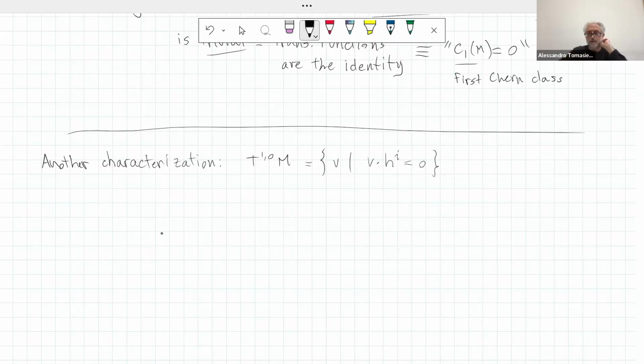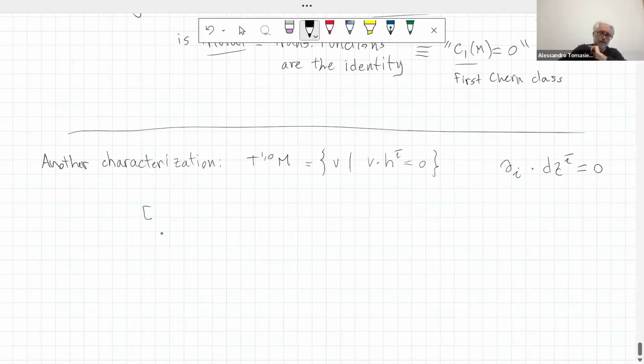What's the idea? The idea is that when the complex coordinates exist, these are vectors of this type. And if I do the inner product of a vector of this type, sorry, here I want to put a bar, with a one-form of this type, I get 0. So this is the idea of this characterization here.